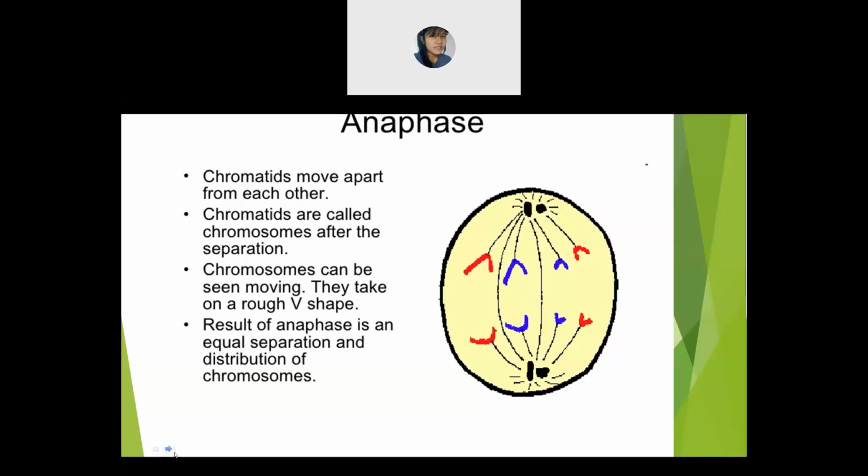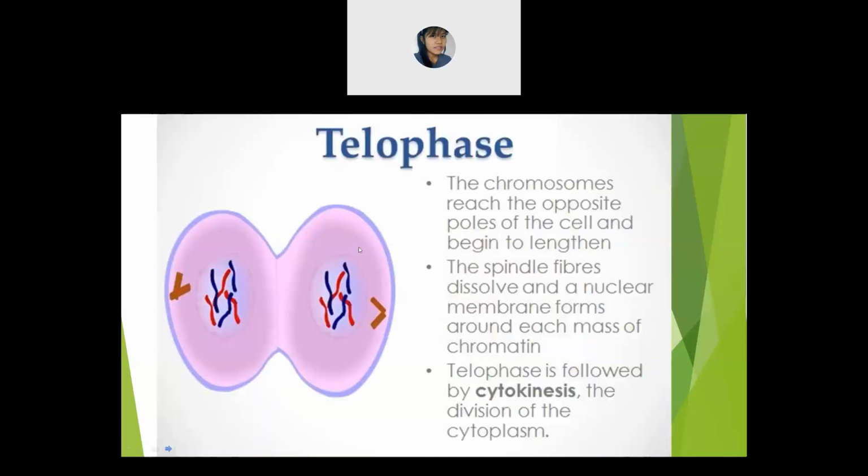The appearance of this chromosome is in V shape. There will be equal distribution, remember that one. 1, 2, 1, 2. There will be equal separation. In the anaphase you will get this.